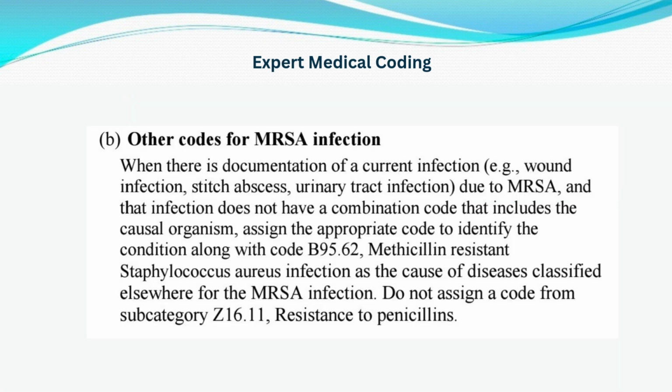Let's move towards the next coding guideline that says about other codes for MRSA infection. When there is documentation of current infection, example wound infection, stitch abscess, urinary tract infection due to MRSA, and that infection does not have a combination code that includes the causal organism, assign the appropriate code to identify the condition along with the B95.62 code, that is MRSA, as the cause of disease classified elsewhere for the MRSA infection. Do not assign a code from subcategory Z16.11 resistance to penicillins.